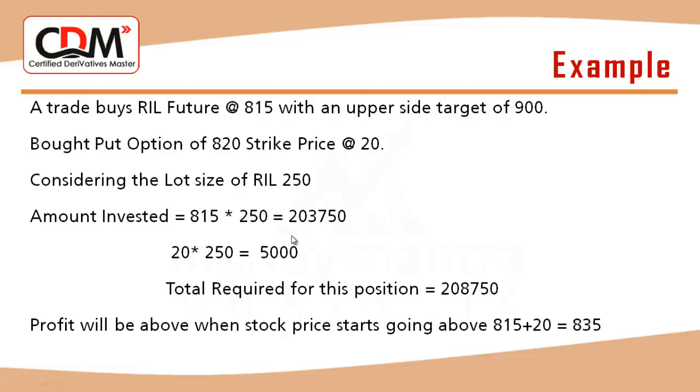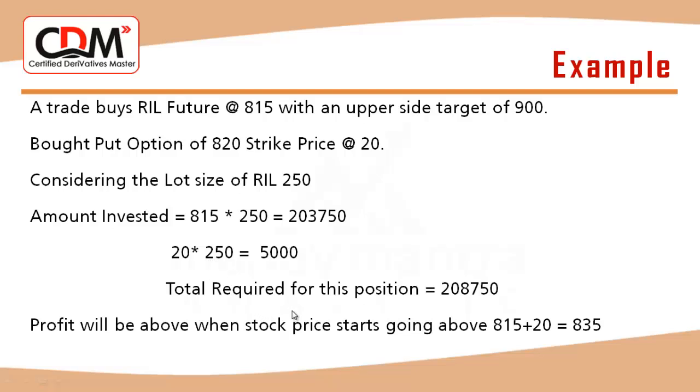2,03,750. Since we are trading in future, we are not supposed to pay the entire amount of 2,03,750. We just have to pay the margin, and the margin generally depends from stock to stock. It varies from 10% to 40% depending upon the category of the stock and the liquidity involved in that stock. So a trader here bought Reliance future at the rate of 815, and at the same time he bought the 820 strike price put option at the rate of 20 rupees.